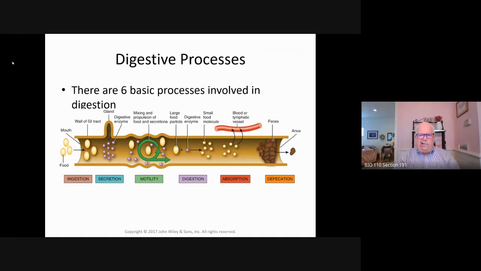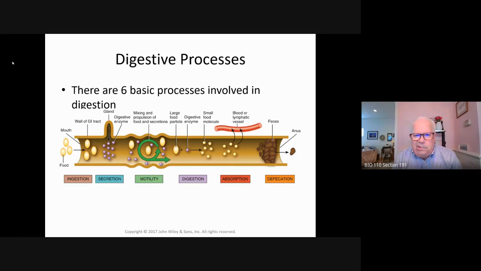Basically, there are 6 processes involved in digestion. The first thing you do is ingest the food. It goes into your mouth, and then there is secretion of enzymes. That actually starts in the mouth. There are enzymes in the mouth, which we'll talk about. Then the food moves into the esophagus and throughout the entire GI tract, and that's called motility. The food is also broken down into smaller molecules, and that's called digestion.